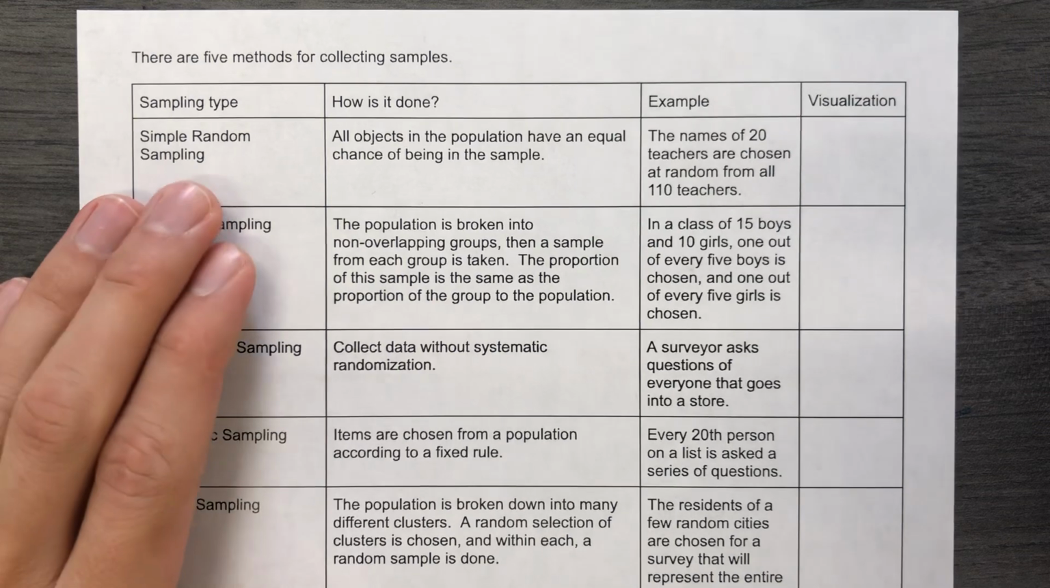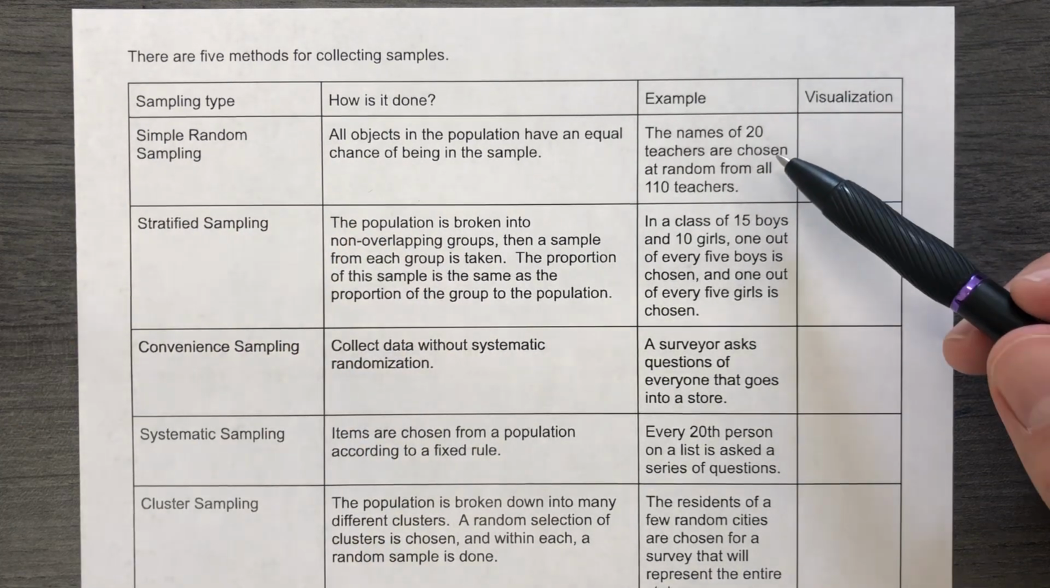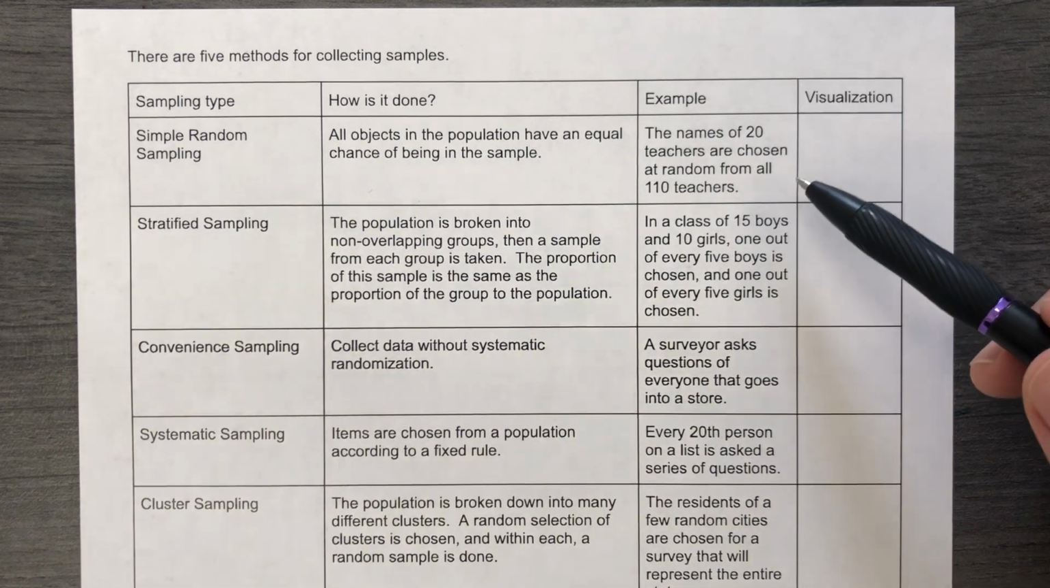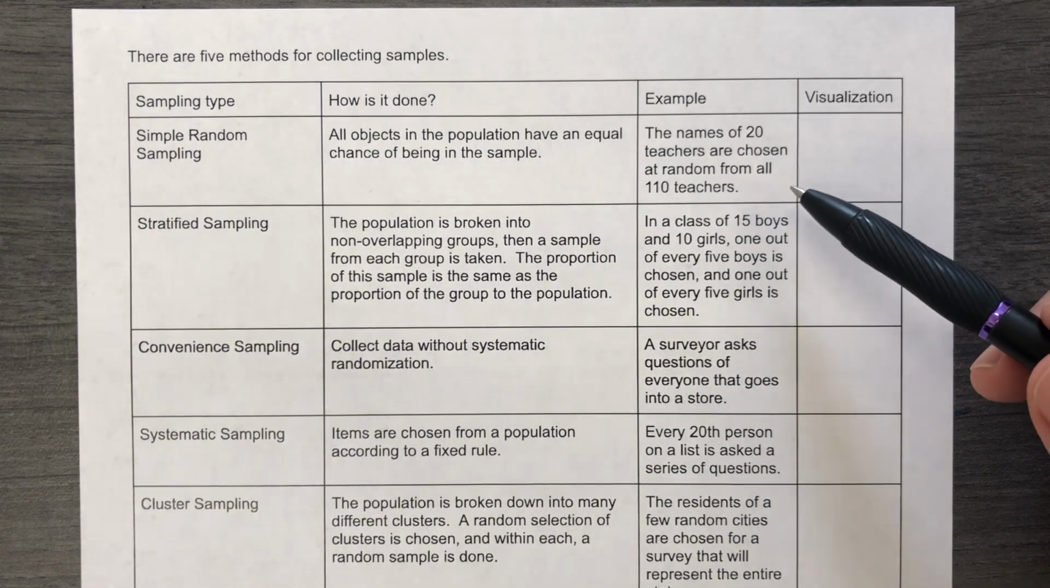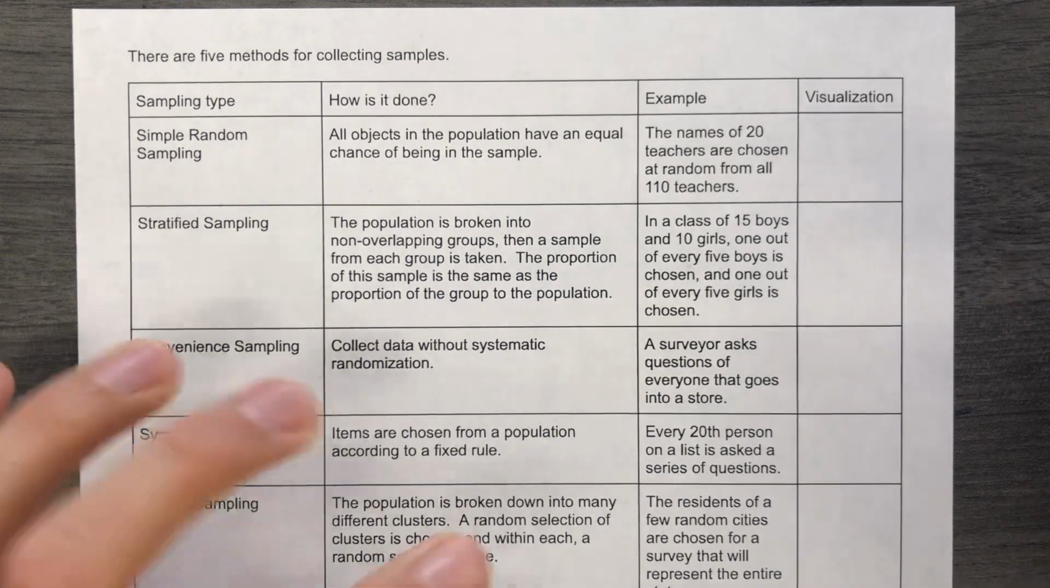So here it goes. Simple random sampling. All objects in the population have an equal chance of being in the sample. So the names of 20 teachers are chosen at random from all 110 teachers at the school. So they're just going to pick, doesn't matter how many men they pick, women they pick, math teachers, English, doesn't matter. They're just going to randomly pick it.